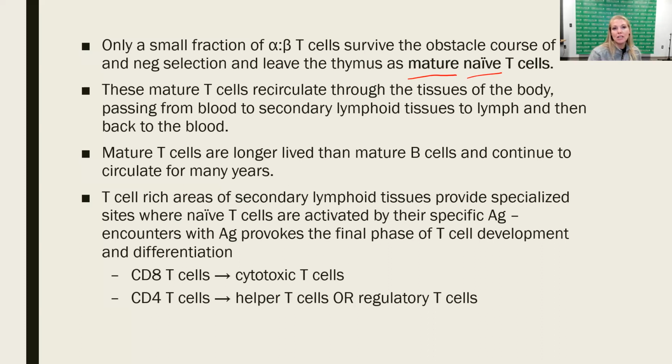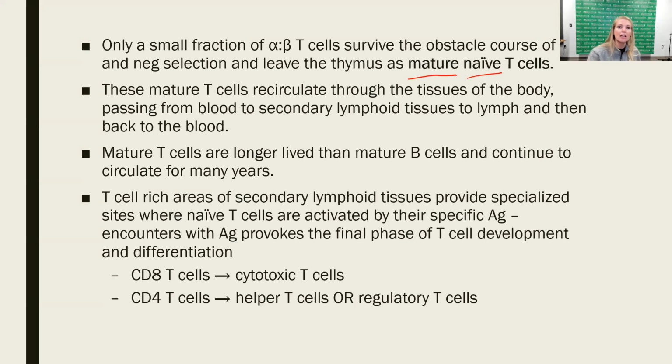They will recirculate through the tissues of the body, through the secondary lymphoid tissues, through the lymph fluid, through the blood, moving through all the different lymph nodes. And they live for a long time, in fact longer than B cells do. They can be around for many, many years, which is great, especially if the thymus is starting to shut down, so you have a lot of these T cells early on in life.